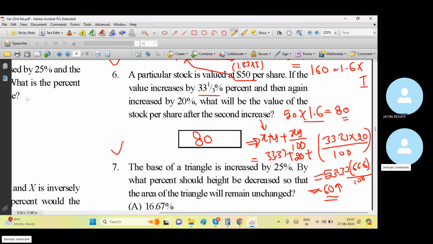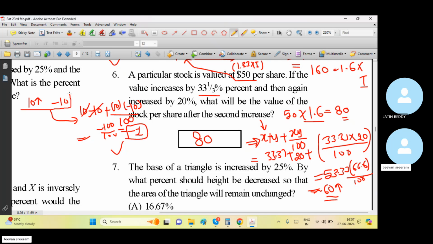Okay, successive increase. If there is a 10% increase and then 10% decrease, what about the resultant percentage increase or decrease? How about this? 10 minus 10. If it is decrease, you must use the negative sign. Yes, sir. And then 10 and also minus 10 divided by 100, cancelled. So we have minus 100 by 100, minus 1. So on the whole, there will be 1% decrease.